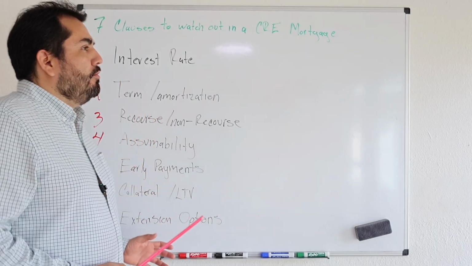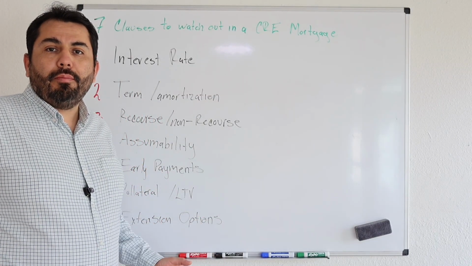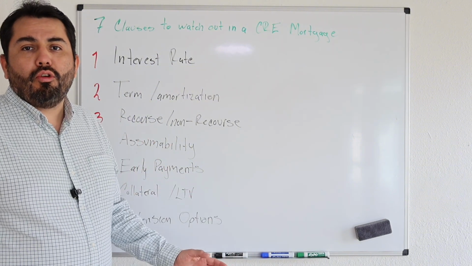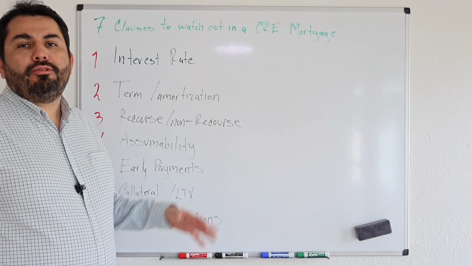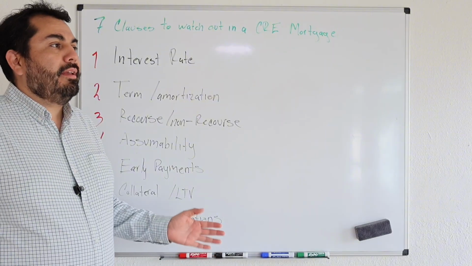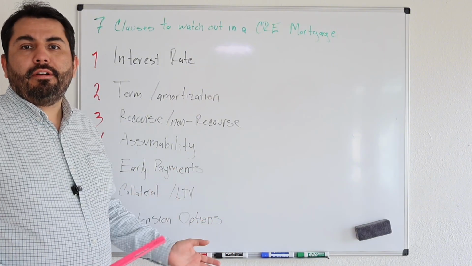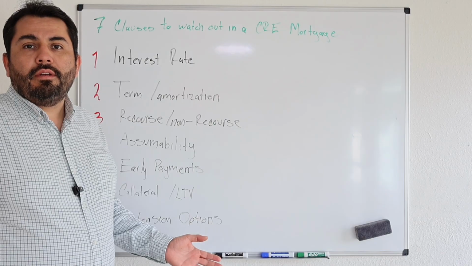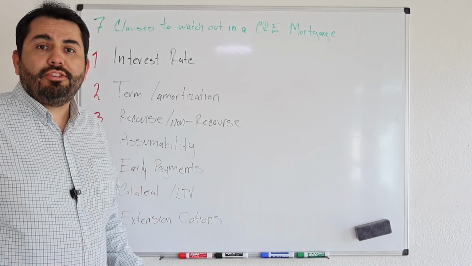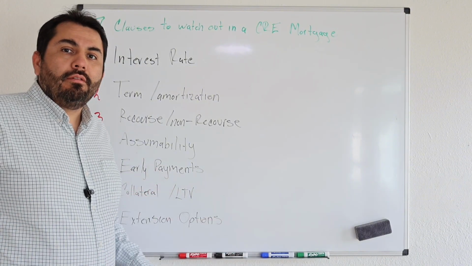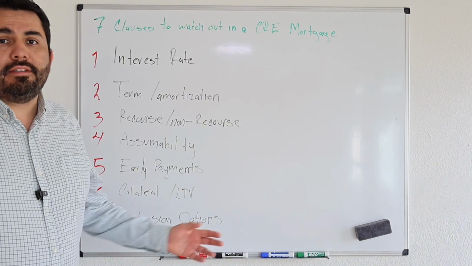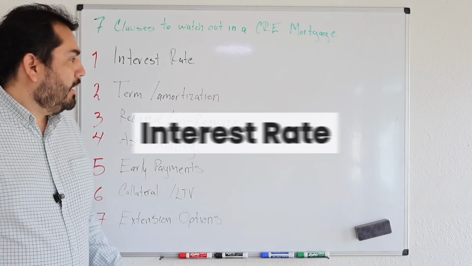Okay, the first thing you have to know when shopping for a commercial real estate mortgage is that it's not the same thing as a residential mortgage. You probably have purchased your first home or second home, and all you have to watch out for there maybe is the interest rate, because the other things are usually standard. But in commercial real estate there are many other things you have to pay attention to in order to have a good deal. So the first, it's pretty much the same as residential and pretty standard: interest rate.